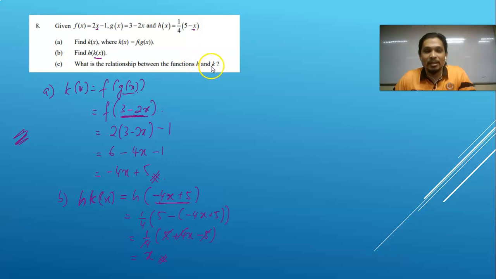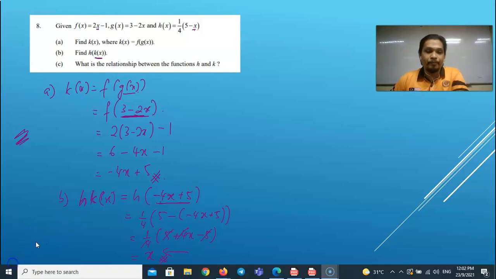Okay. So the next question is, what is the relationship between the functions h and k? Okay. Can you guess? Yes. Look at the result of the composite function h(k(x)). It is x, right? Okay. When we combine two functions by composite, and it gives a result equal to x, that is the final result.